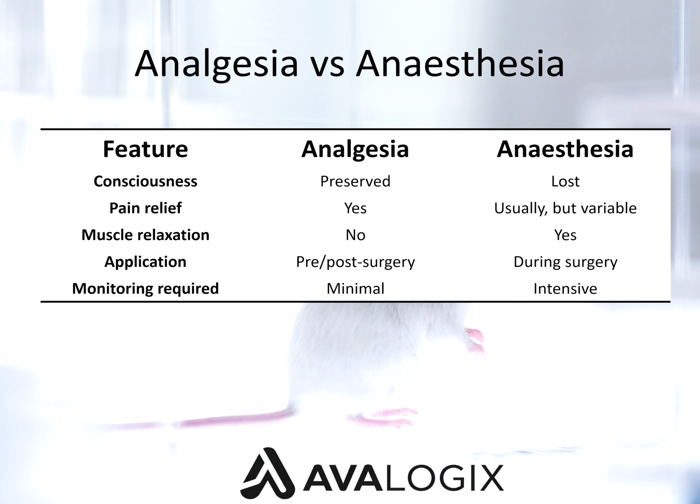To summarize the difference, analgesia relieves pain but doesn't cause unconsciousness. Anesthesia causes unconsciousness and loss of sensation, but doesn't always provide adequate pain relief on its own. For many procedures, combining both is essential to maximize animal welfare and scientific validity.